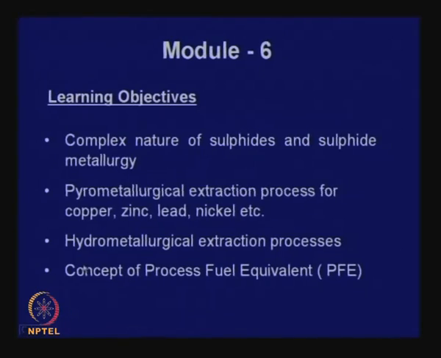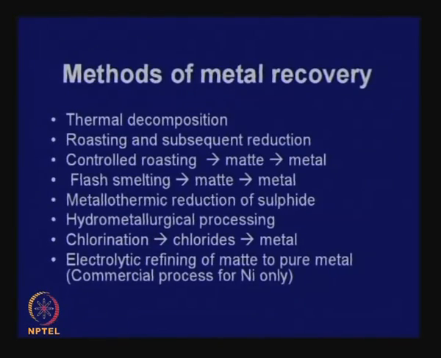Then we will talk about the concept of process fuel equivalent. That gives us a way of comparing energy requirements. Now, these are the standard methods of producing metal from sulfides. One is straightforward thermal decomposition. This is applicable in the case of mercury sulfide, HgS, which can be simply heated and it decomposes to give mercury metal and sulfur.